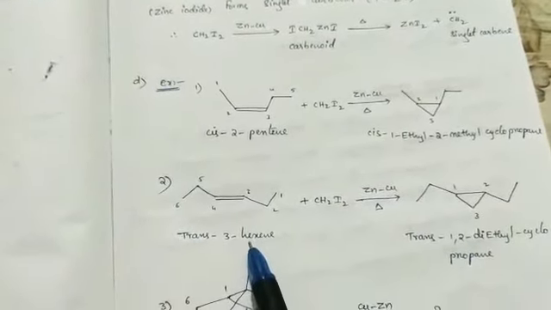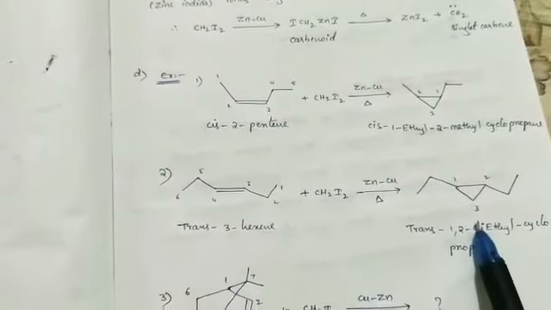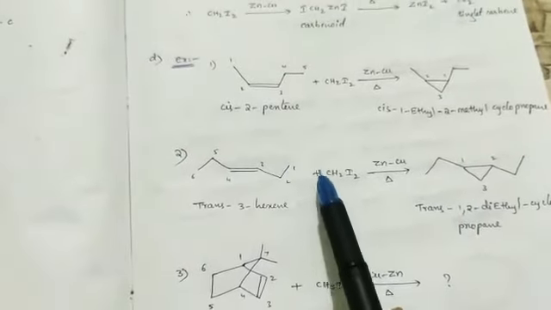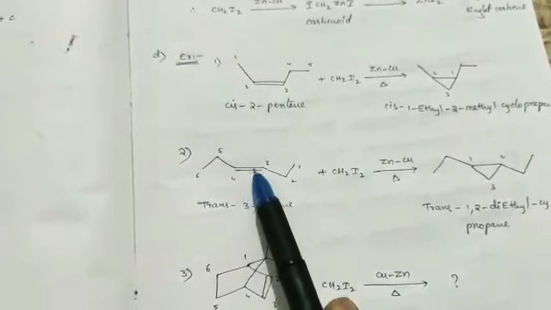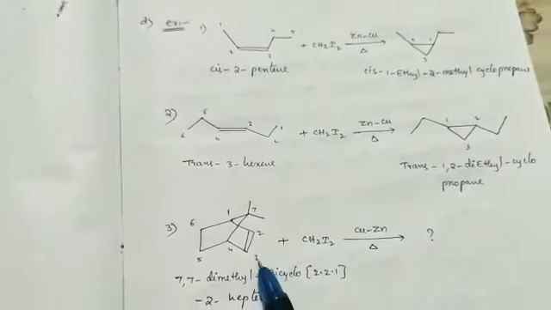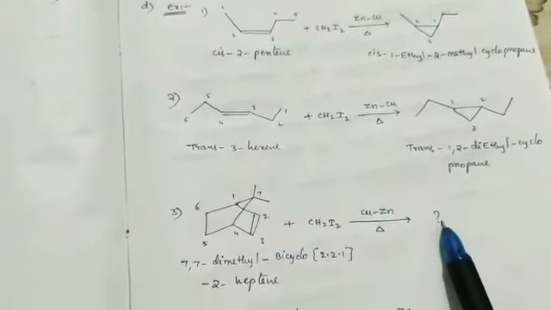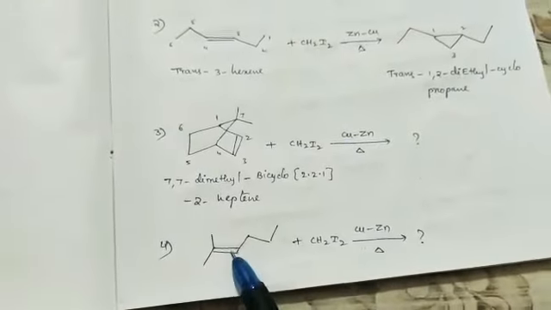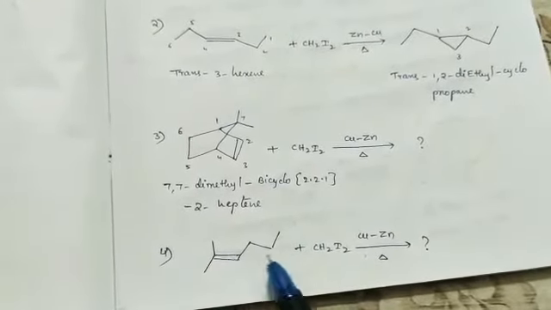Now if we take trans-3-hexene, then it forms a trans compound. So we have to insert CH2 between the 3 and 4 carbons, since it is a double bond. Here it is also a bicyclic compound. So all of you do this one on yourself. Here also one double bond is there. Insert the CH2 methylene in between the double bond.